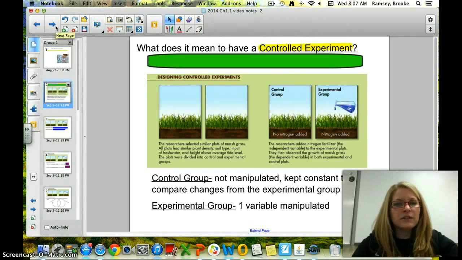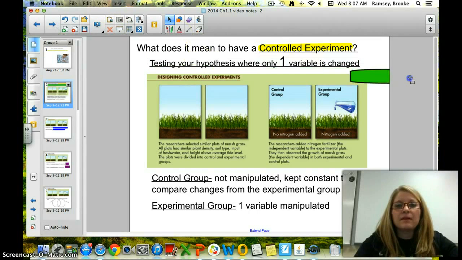So the first thing we're going to talk about are controlled experiments. What does it mean to have controlled experiments? That is when you're testing your hypothesis and you're only changing one variable. So one thing in your experiment is being changed. And those are the type of experiments that we will conduct in biology class this year.